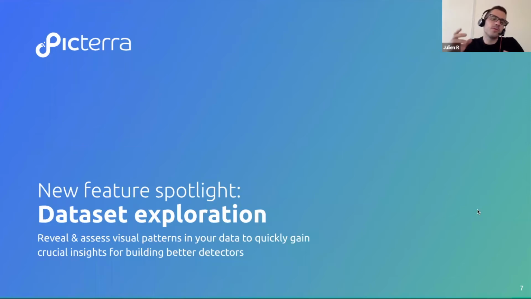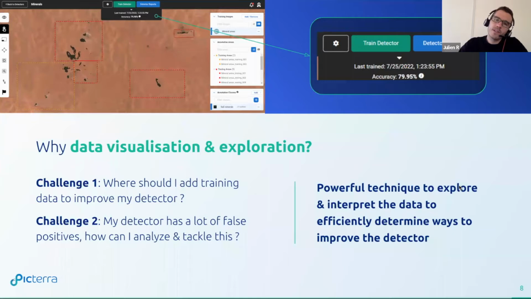Now I want to do a deep dive into one of the features we've been working on for the last few months and that we are releasing today. We call this feature Dataset Exploration, and you will see why in a minute. The general idea is that it's a visual way to gain some insights into your training data and into your imagery. So before diving into the feature, I think it's interesting to explain a bit why we thought that would be useful to users.